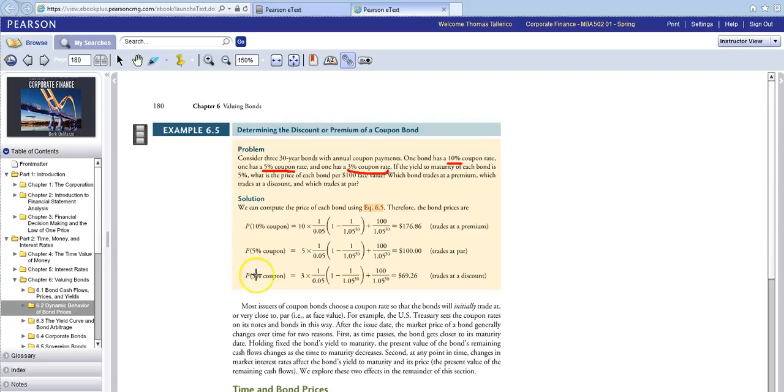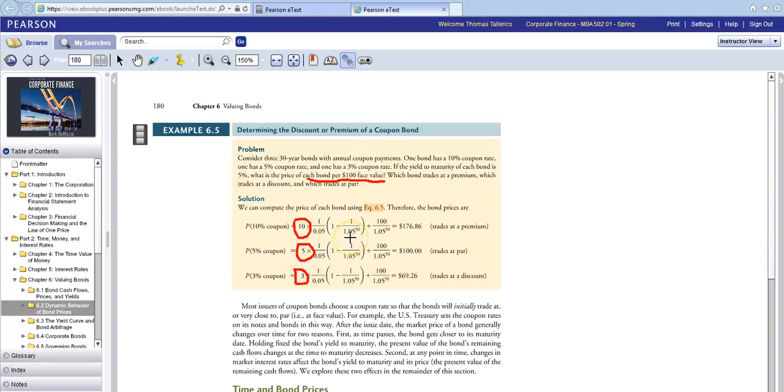Now, what they say at the end of the problem, it says, what is the price of each bond per $100 face value? All right? So let me highlight that. Per $100 face value. All right. So 10% of 100 is $10. That's $10. Do you see that? So 10% of 100 is $10. 5% of 100 is $5, and 3% of 100 is $3.